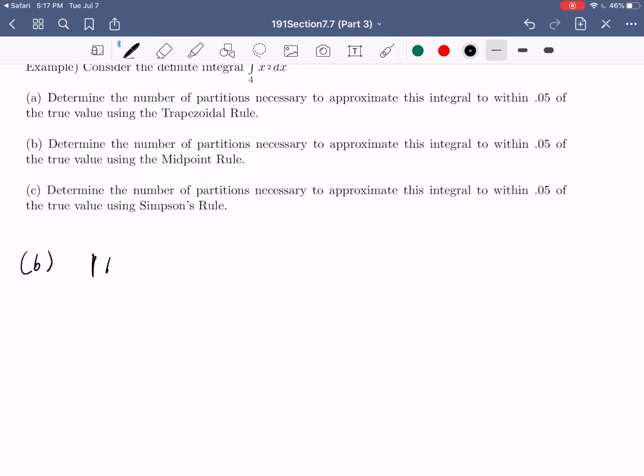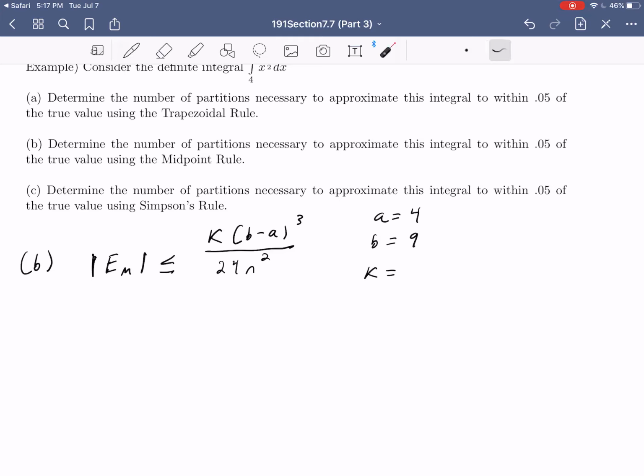Remember that the midpoint rule error bound is supposed to be less than or equal to K (b minus a) cubed over 24n squared. So here, our a is still going to be 4, our b is still going to be 9, and our K is also not going to change, because remember, for both the trapezoidal rule and the midpoint rule, the K is based on the second derivative. We already did that, so we know that K is still going to come out as 45 over 4. So we can go ahead and let this be less than 0.05.